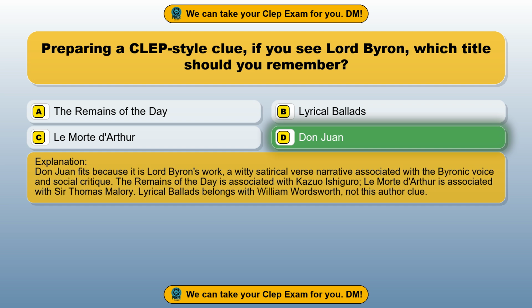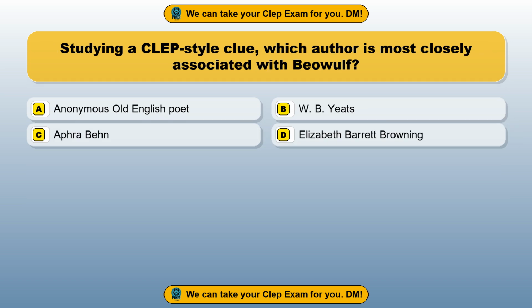Don Juan fits because it is Lord Byron's work, a witty satirical verse narrative associated with the Byronic voice and social critique. The Remains of the Day is associated with Kazuo Ishiguro. Le Morte d'Arthur is associated with Sir Thomas Malory. Lyrical Ballads belongs with William Wordsworth, not this author clue. Question 99. Studying a CLEP-style clue. Which author is most closely associated with Beowulf?